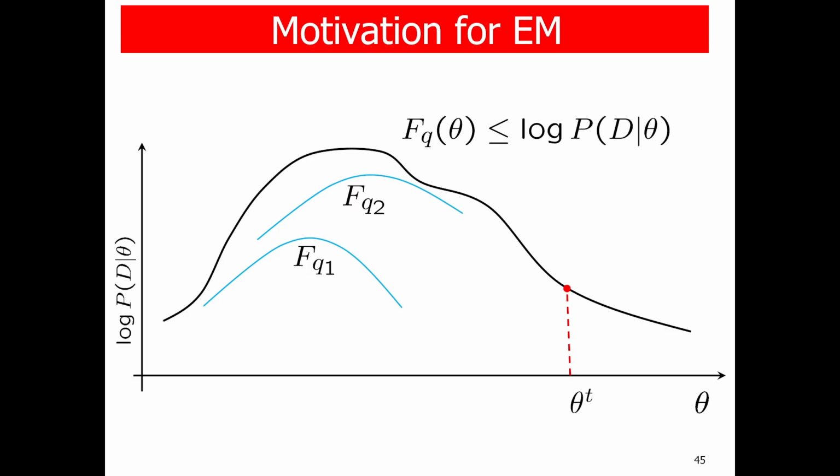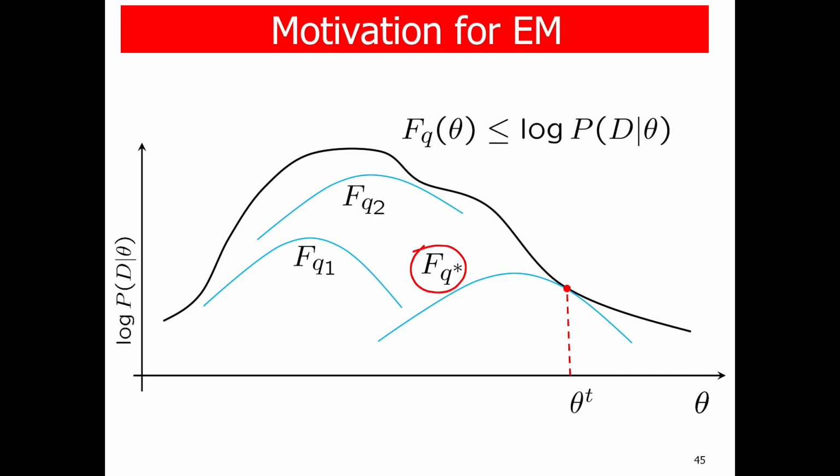At iteration t, the current parameter is theta t. We will try to find the parameter q for this function f such that f q would touch the log likelihood function from below in theta t. We denote this parameter by q star, and f q star is shown with this curve. This will be the expectation step of the EM algorithm.